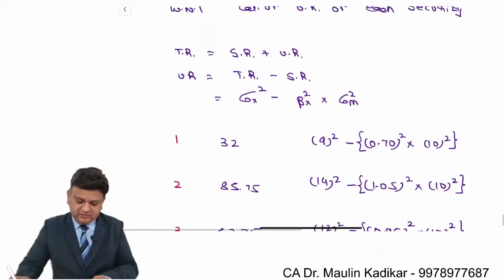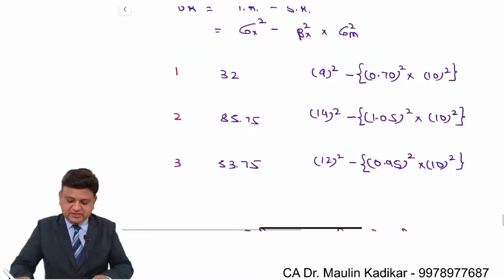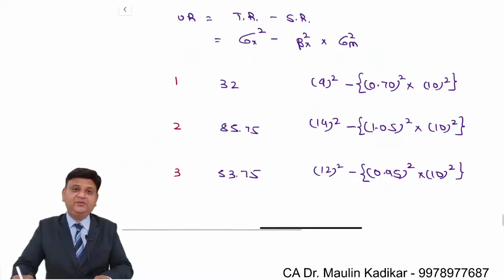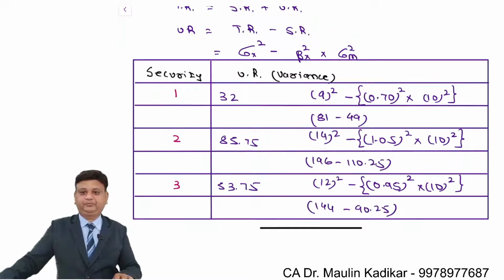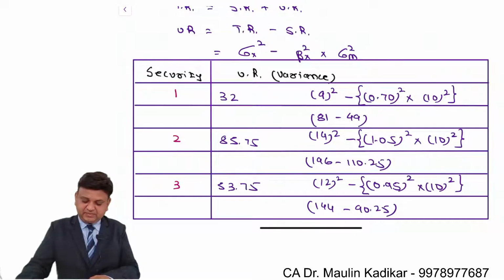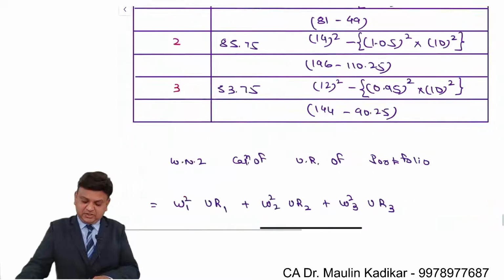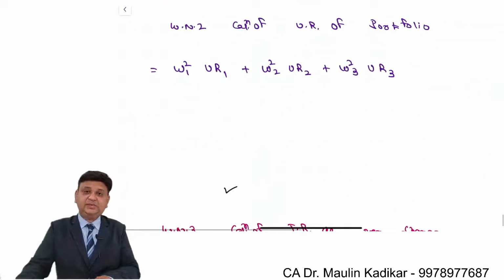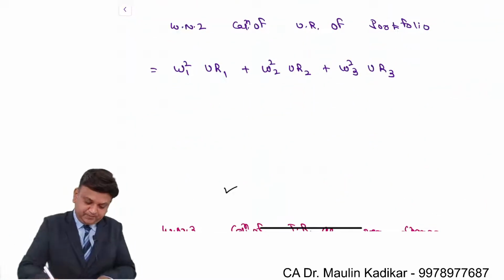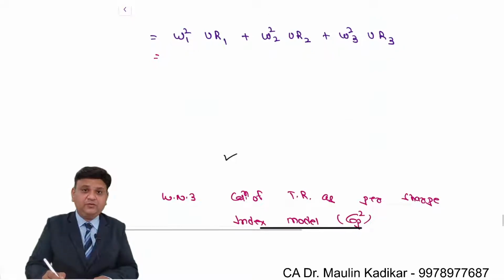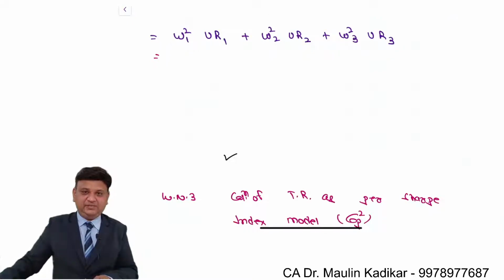This is the way we'll make the calculation of the unsystematic risk of individual security. After making the calculation of unsystematic risk of individual security, we'll compute the unsystematic risk of the portfolio. This is of course new working, and in my opinion it is important too. Weight of 1 square into unsystematic risk of the first security.